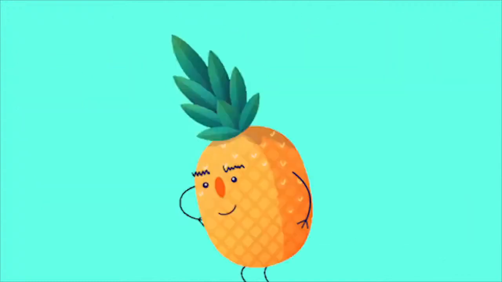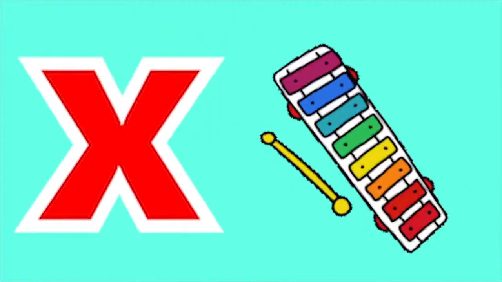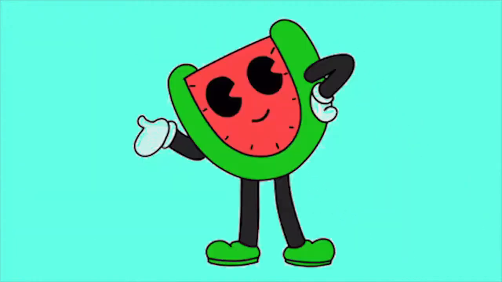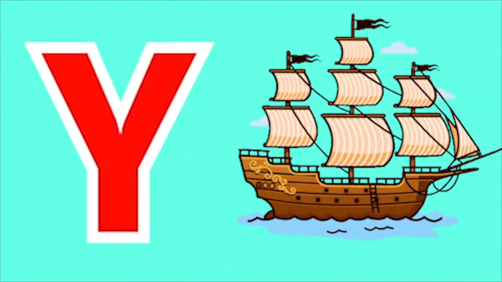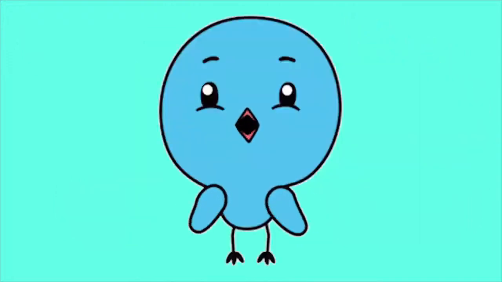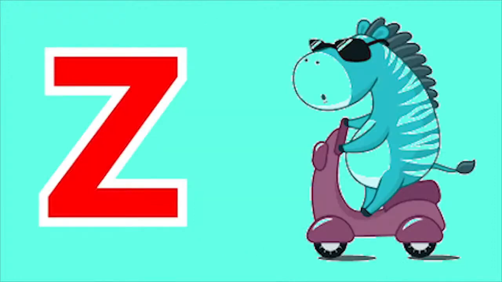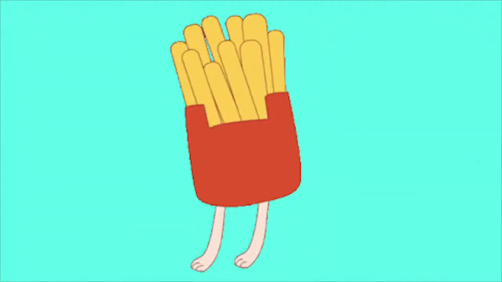W for window and W for wheel. W, w, w. X for Xmas tree, X for xylophone. Y for yacht and Y for yacht. Y, y, y. Z for zebra and Z for zoo. Z, z, z.